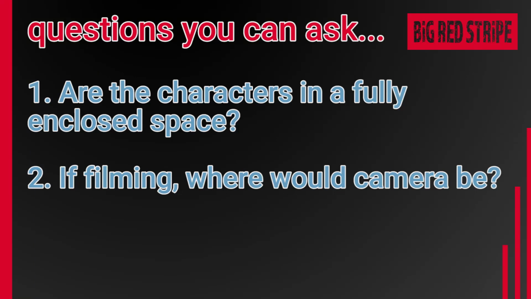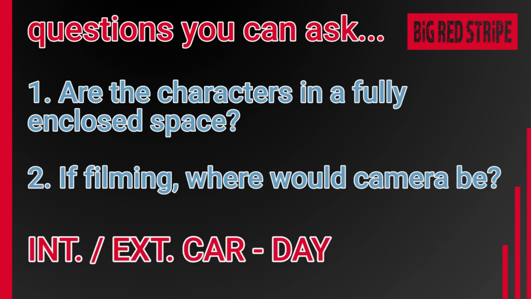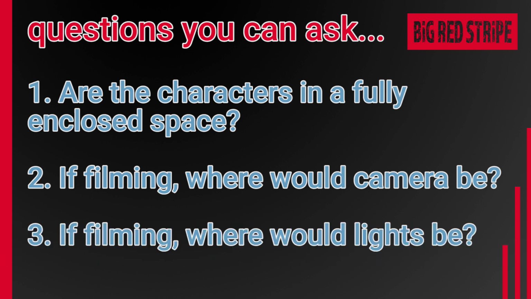Another question you can ask is if you were filming it, where would you put the camera? Would the camera be inside the space or outside the space? If the camera is in the car, interior. Outside of the car, exterior. Both, interior, exterior. A third question, if practical lighting is going to be used, which means someone's going to plug in a light and use it to light the scene, is that light inside the space or outside of it? Inside the car, interior. Outside of the car, exterior. Both, interior, exterior. Again, don't overcomplicate it and don't get all nitpicky about it either.